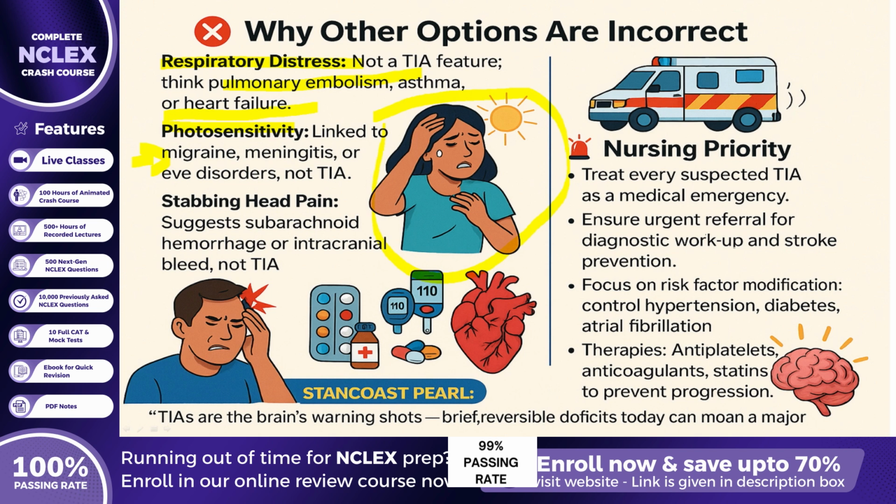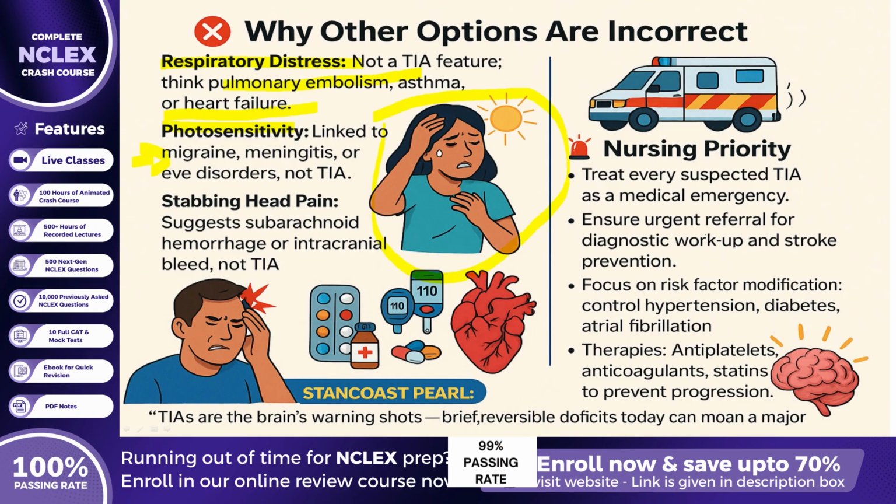Sensitivity to light is more commonly associated with migraine headaches, meningitis, or eye disorders. TIAs can cause visual disturbances, but these are typically blurred vision, double vision, or temporary blindness in one eye. Light sensitivity alone is not an indicator of cerebral ischemia.